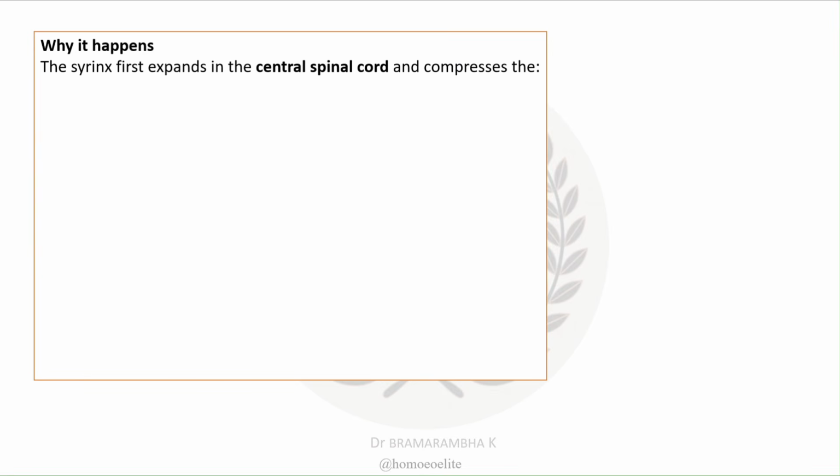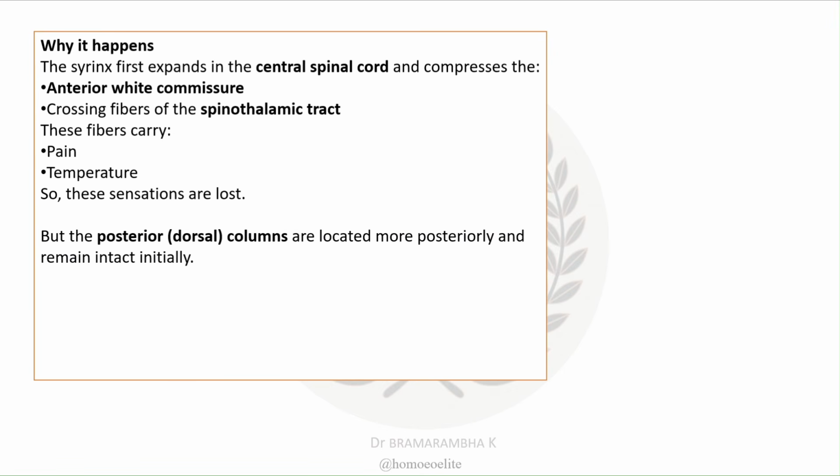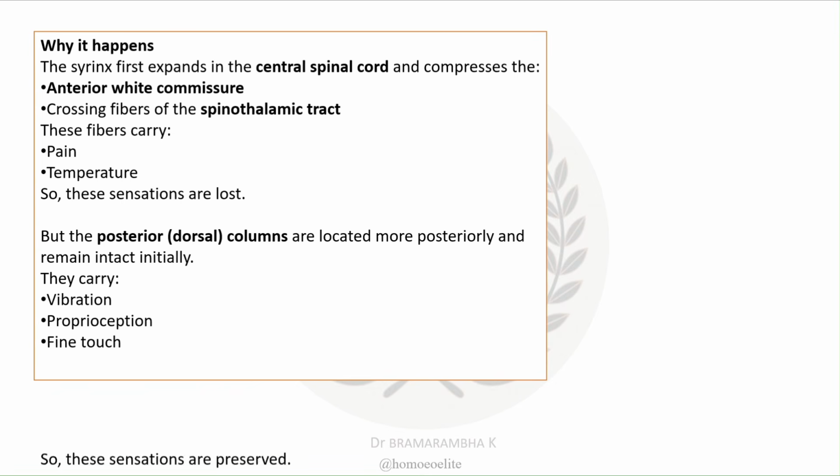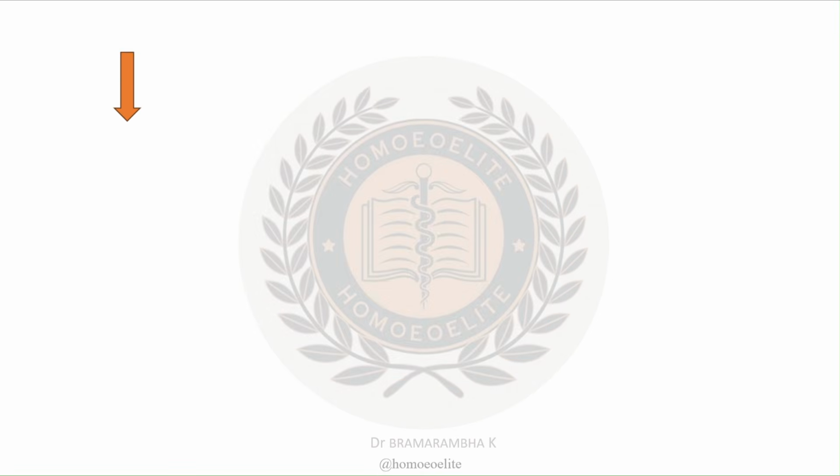So why does this happen? Why is there a fluid accumulation in the spinal cord? The syrinx first expands in the central spinal cord and compresses the anterior white commissure crossing fibers. Again, the posterior column we saw is untouched; the posterior column remains intact. So this selective loss, same thing we discussed in the previous slide, is the dissociated sensory loss. So this is about syringomyelia. Moving on to the next topic.